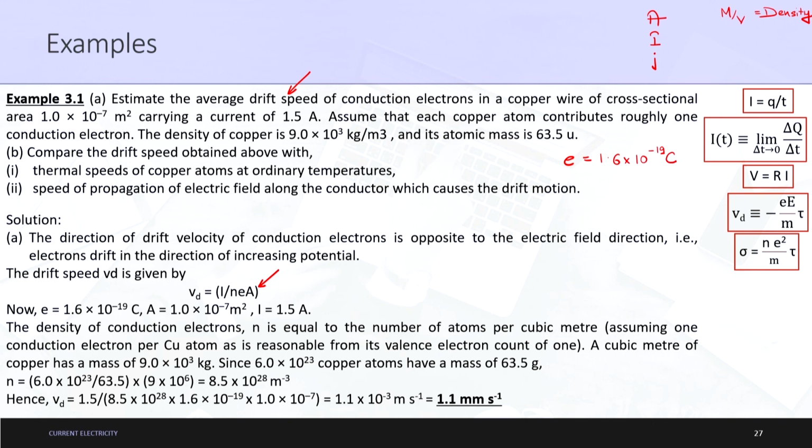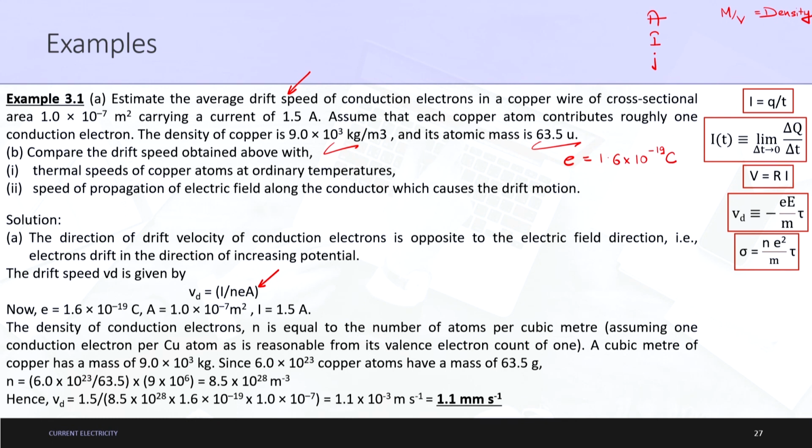Now, small n can be calculated using the value of atomic mass and the density given to you. Please look over here carefully how it has been calculated, because it uses a simple concept of Avogadro's law. The density of conduction electrons n is equal to the number of atoms per cubic meter, assuming 1 conduction electron per copper atom, as is reasonable from its valence electron count of 1.